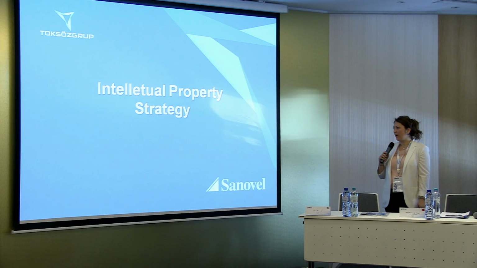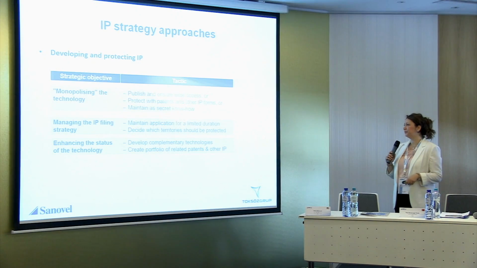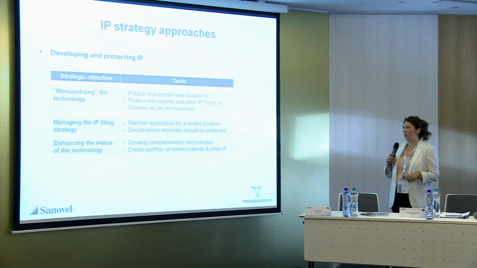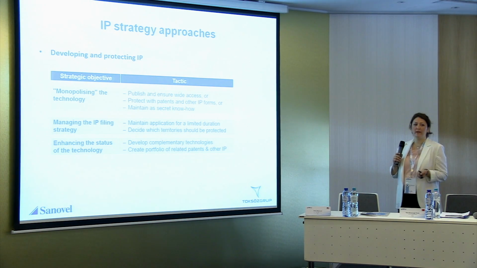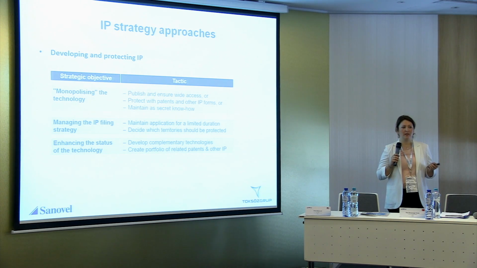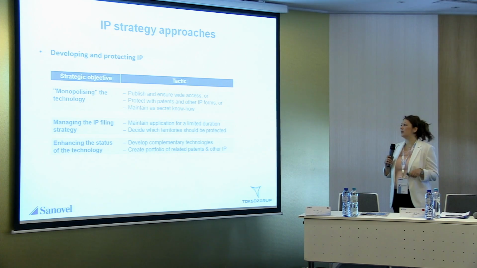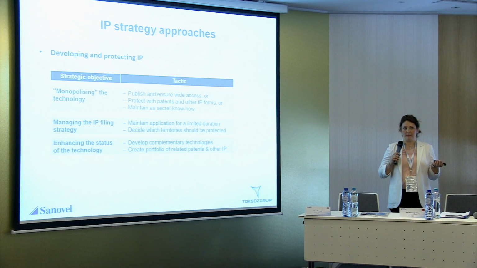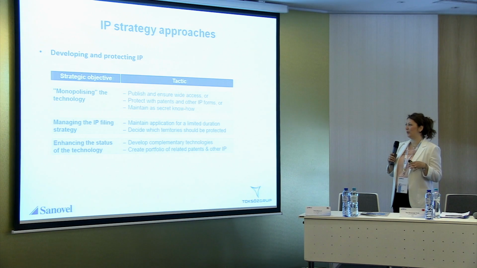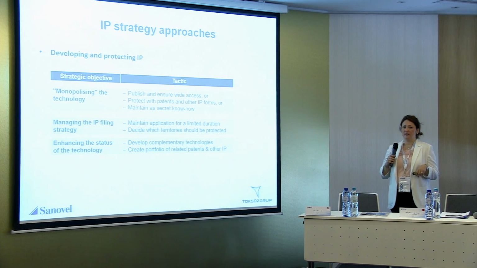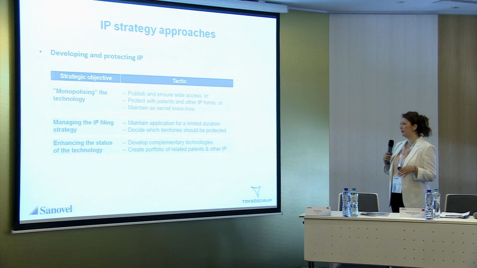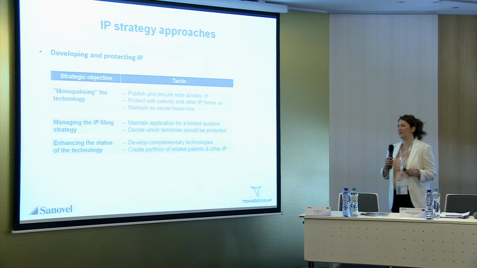Now in the second part, I would like to give the strategy of IP and give the objectives and tactics briefly. When developing and protecting your IP, you have to decide if you want to monopolize the invention. If yes, you have three points. Without doing the patent application, you can publish it to ensure wide access, so that nobody can have the protection, but everyone can use it. Or you can decide to protect it with patent or other IP forms to have the monopoly only for you, the owner. And you can keep it secret, as you wish.